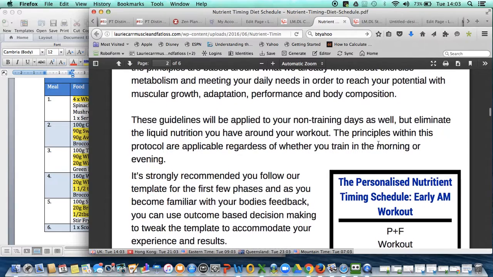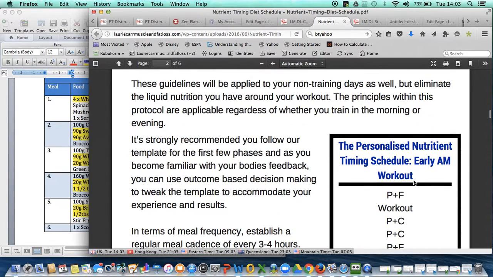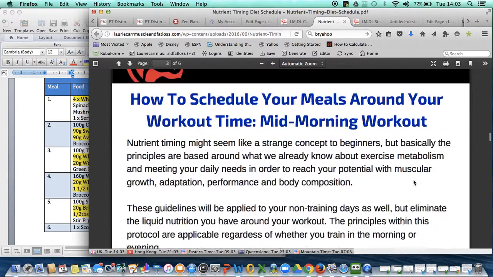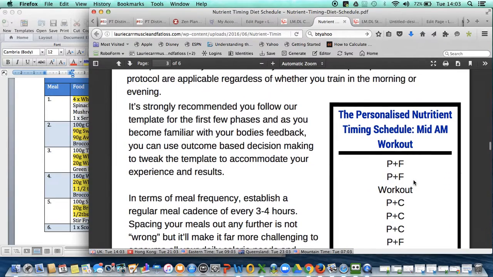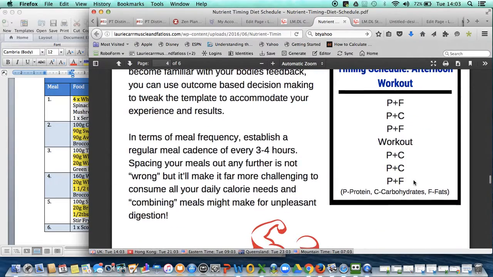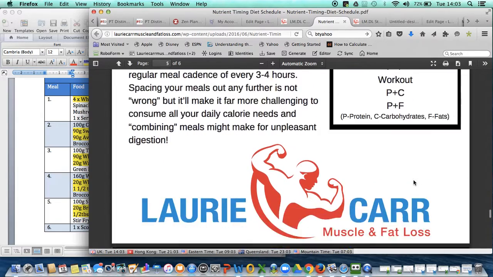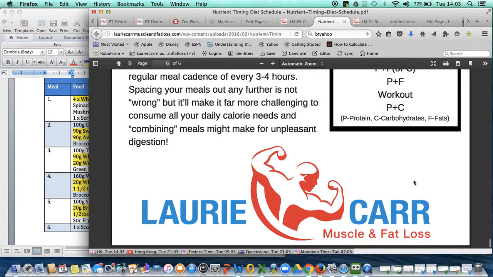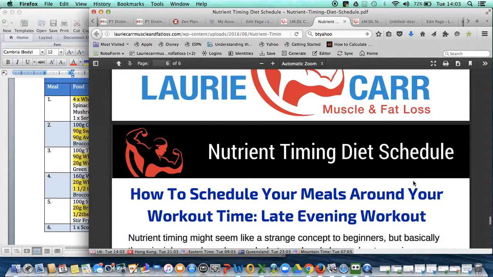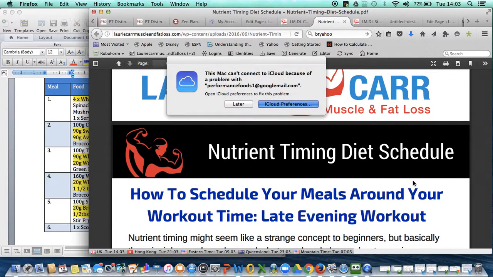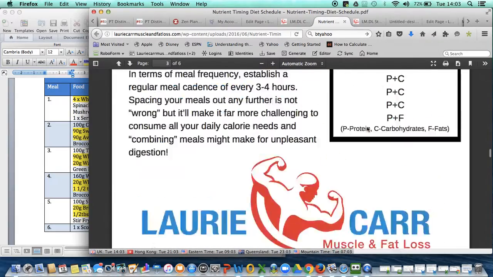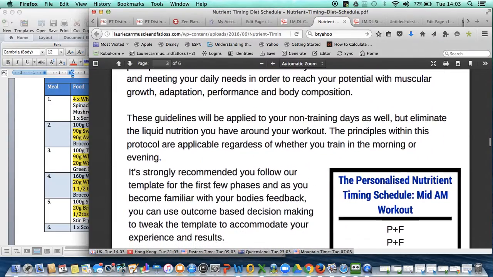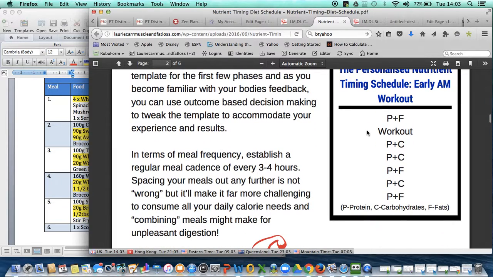So this first section is early AM. Okay, so this suits me. Some of you train mid AM, some dinner time, some in the evening. So I've put a schedule together showing how to rearrange your food for every time that people train. Okay, so where's my one? There, this is what I'd do.